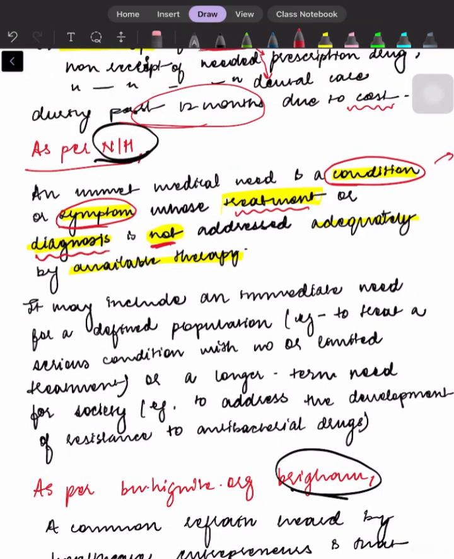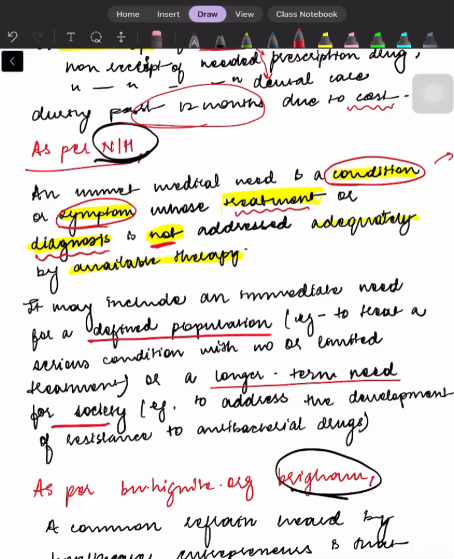So it is a condition or a disease whose diagnosis or treatment is not addressed adequately by the current therapy available. It may include an immediate need for a defined population, for example to treat a serious condition with no or limited treatment, or a long-term need for a society, for example to address the development of resistance to antibacterial drugs. So these are also good examples.